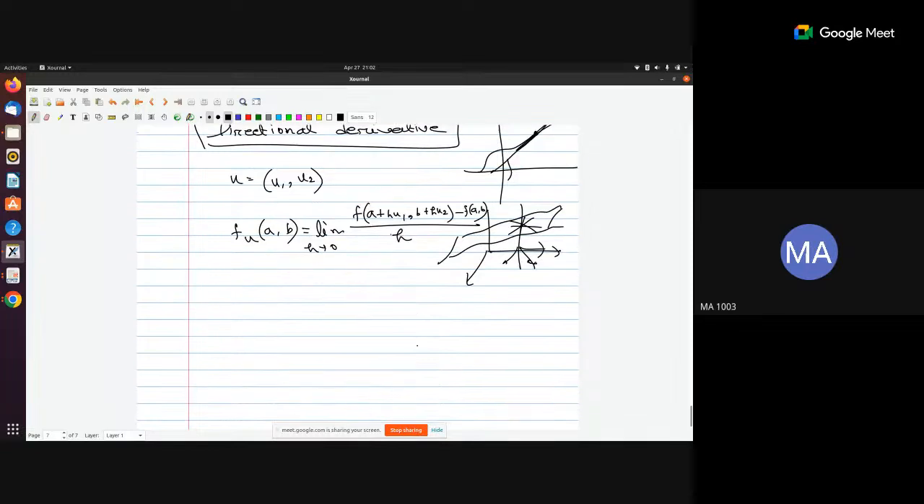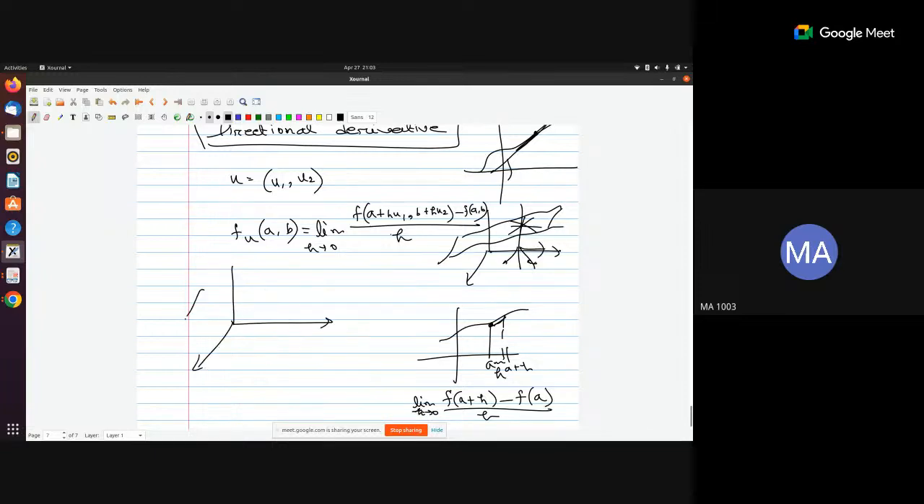Now, why is this happening? Again, if you remember the one variable case, what we have done for one variable. So this is a, this is a plus h. We have calculated the inclination here: f(a plus h) minus f(a), divided by h. And we calculated this limit. When h is approaching 0, we get the inclination, we get the derivative. So here also the same thing is happening, but along a particular direction.